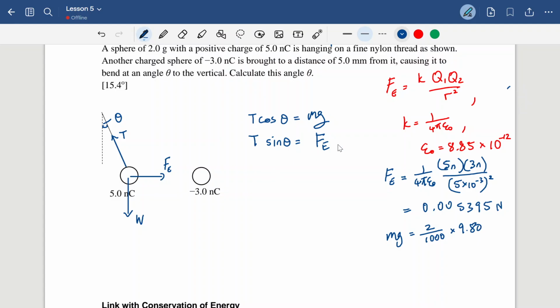So this is equation 2, this is equation 1. If you take 2 divided by 1, you get tangent theta, which is the electric force over the weight. So from here, you can get theta equals 15.4. The maths I leave it to you all to do.